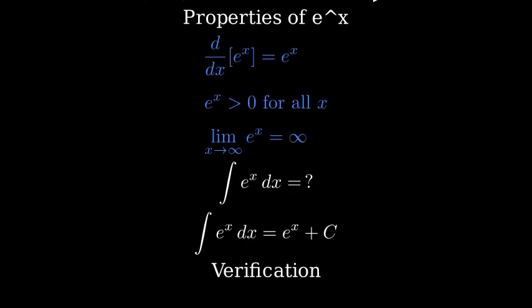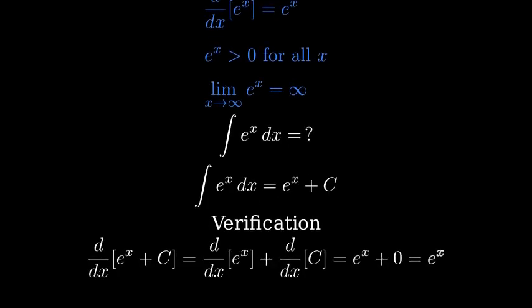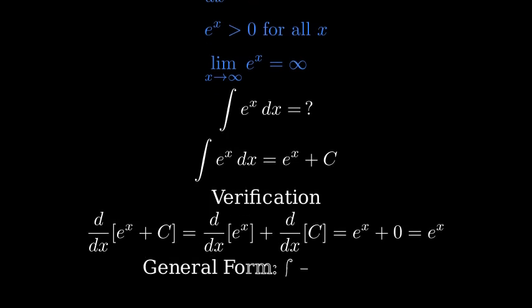Let's verify this answer by differentiating the result. The derivative of e to the power of x plus c is just e to the power of x, since the derivative of any constant is 0. This confirms our answer. Now let's look at a more general form.